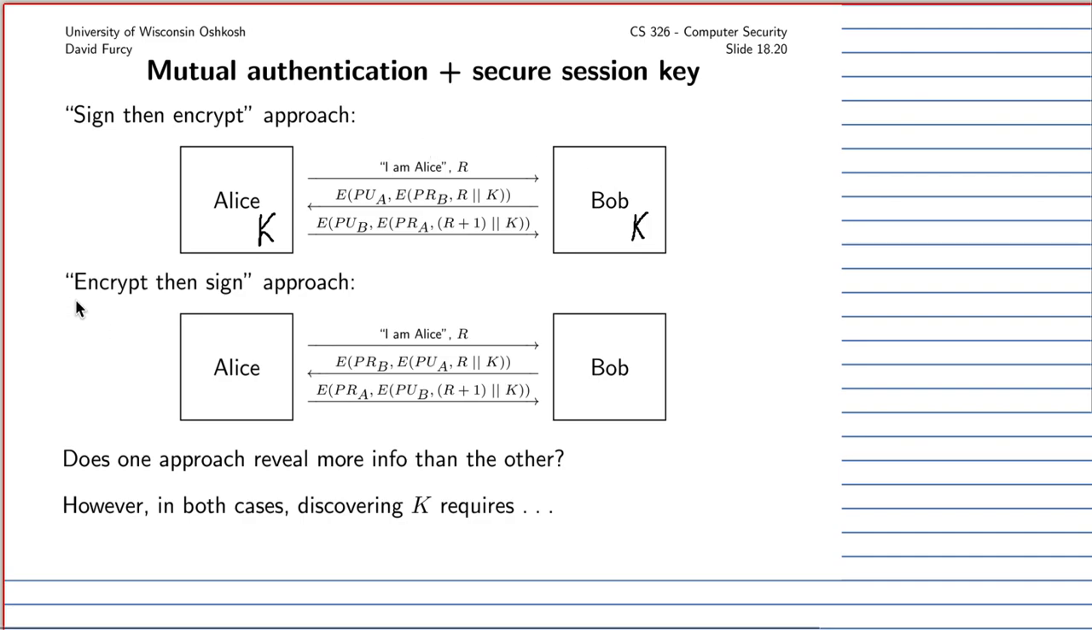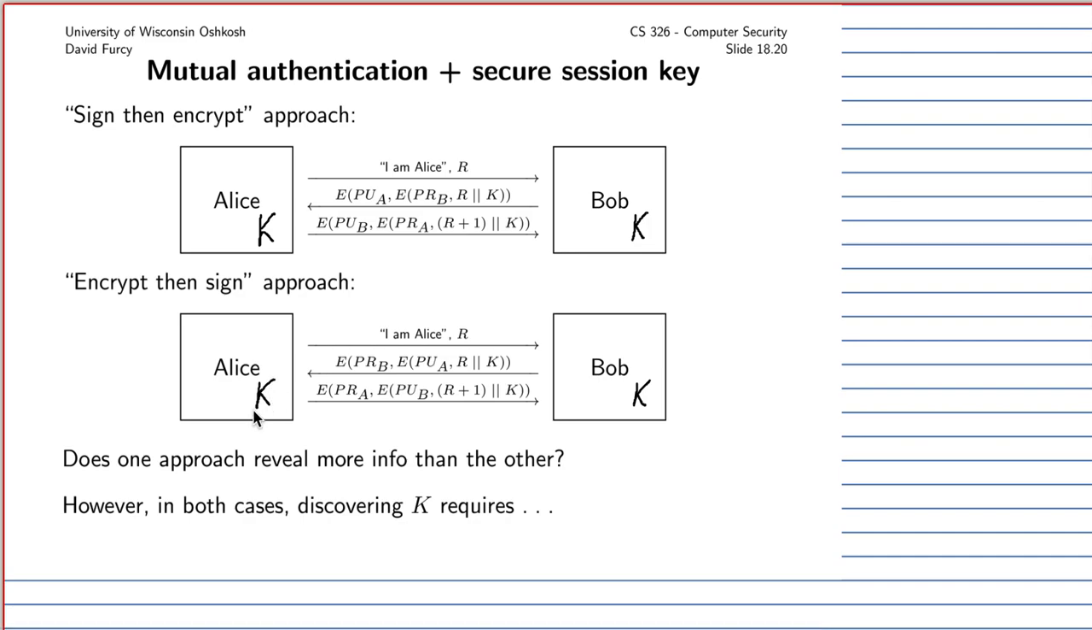A second version, where we encrypt first and then sign, starts the same way, with Alice sending a challenge, a random number or nonce, to Bob. In this case, Bob is going to encrypt it first using Alice's public key together with a random key that he generated, and then he's going to sign it using his own private key. Again, Alice is going to receive that encrypted and signed message. She's going to be able to verify the signature and undo it by decrypting it using Bob's public key. And then she's going to be able to decrypt the inner message using her own private key and therefore get access to the session key.